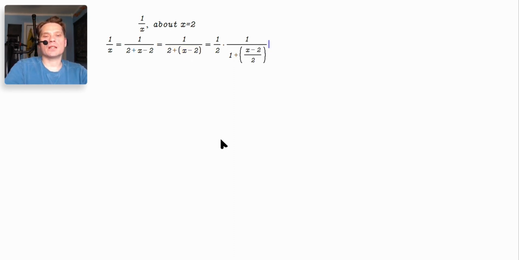This is allowed because if I bring the 2 across each term there, it's going to be 2 plus the x minus 2, and the 2's will cancel, giving back x minus 2. And lastly, for the geometric series where the plus is meaning a minus, I have to write 1/2 and then 1 over 1 minus, and let's say within brackets we'll do negative x minus 2 divided by 2 this way.